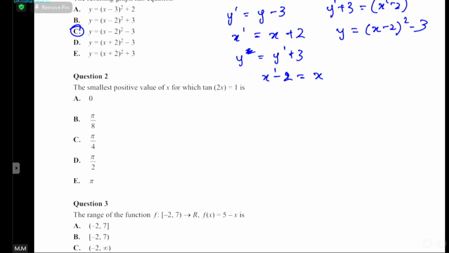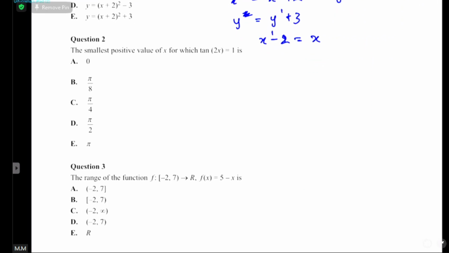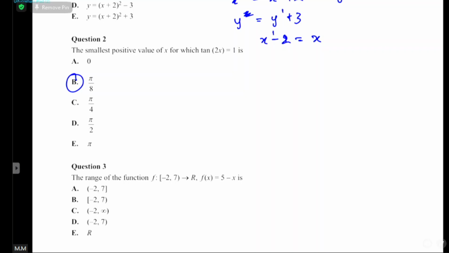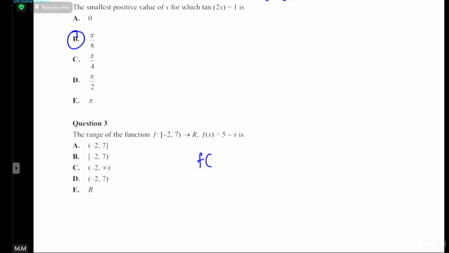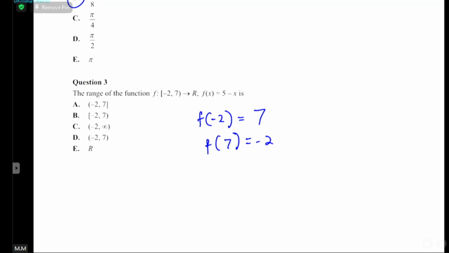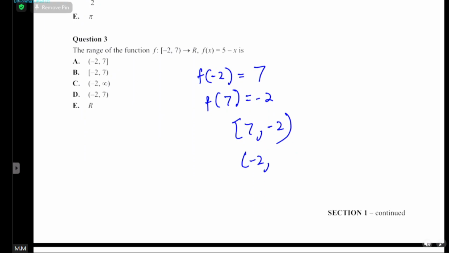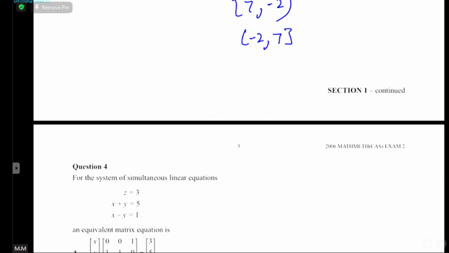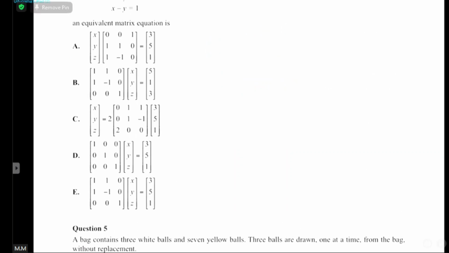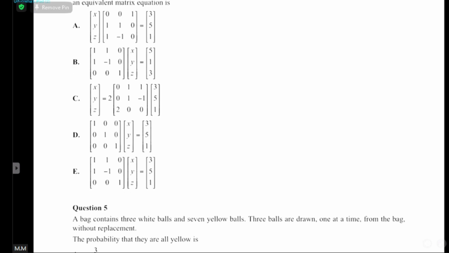When you put this in the CAS, literally the first solution is, I think, pi on 8. For the range, this is just a straight line, so you can put it in. So f of negative 2 is 7, and f of 7 is negative 2. So then it's from 7 to negative 2, non-inclusive on that one, and you can just switch that around. So then that becomes, what is it, A? Yeah. This one is just B when you evaluate with the CAS.